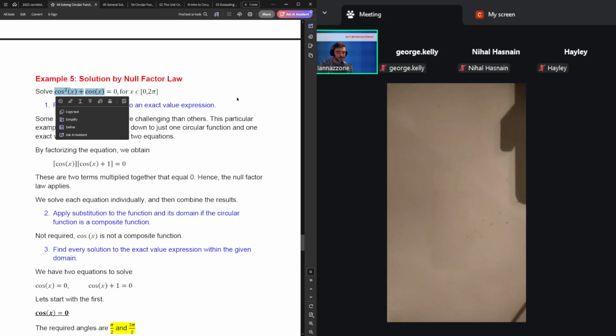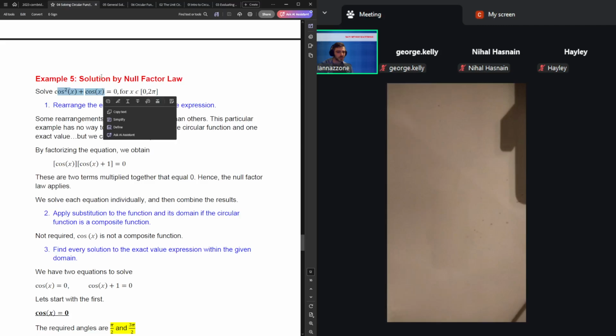The problem here is we've got 2 circular functions, and maybe there's some really strange way via trig identities to get this into one trig thing, but I doubt it. And so we're left with the question of how exactly we are going to get one circular function over on the left-hand side and an exact value on the other. This is where we can use factorization to actually solve it.